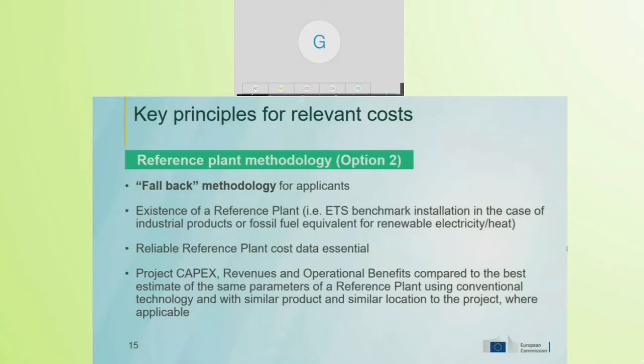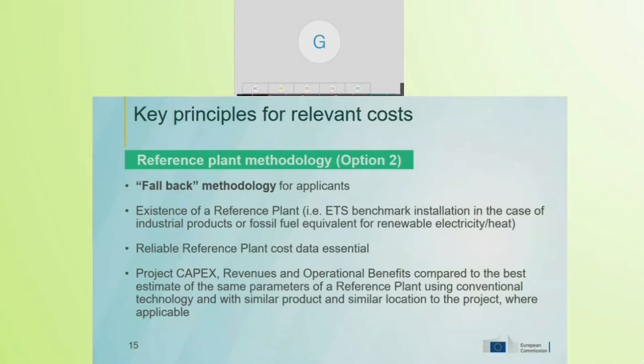So the reference plant methodology then, the existence of a reference plant is important. It has to be the benchmark installation as defined by the ETS regulations on a benchmark installation in the case of industrial products, or fossil fuel equivalent for renewable energy or heat in the case of those. And the most important thing in order to use this methodology, if, of course, there isn't a reference product or price available, and this is the default, this is the fallback position, is that this cost data is available. In the absence of this cost data being available, this methodology, of course, can't be used.